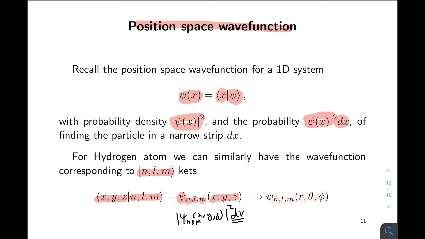Finally, since the Coulomb potential we are dealing with in the hydrogen atom is spherically symmetric, instead of using xyz coordinates, we make a change of basis and go to spherical polar coordinates r theta phi and write our wave function as a function of r theta phi. And NLM again reminds us that we are dealing with the NLM states.